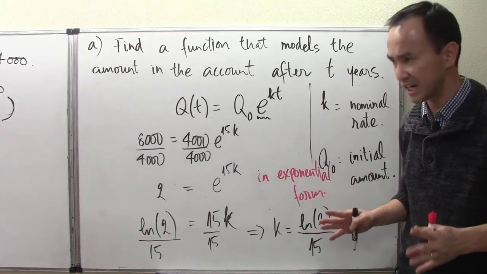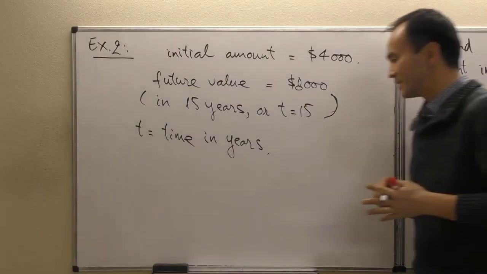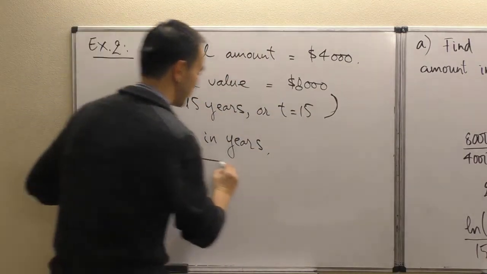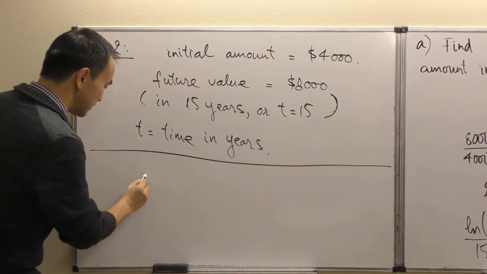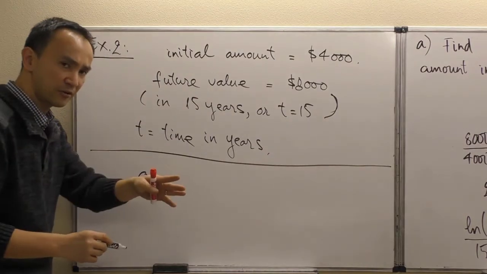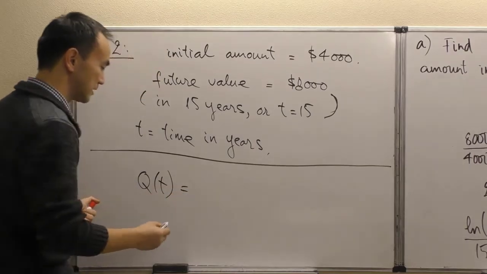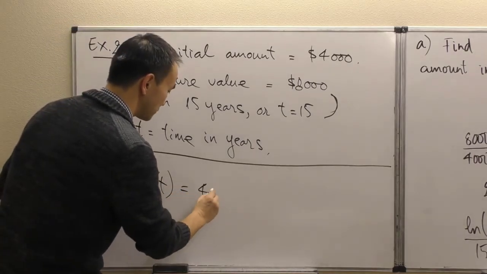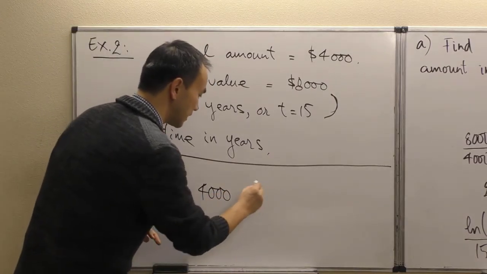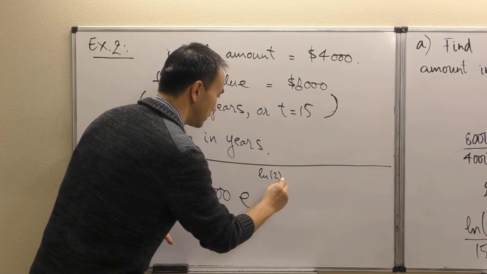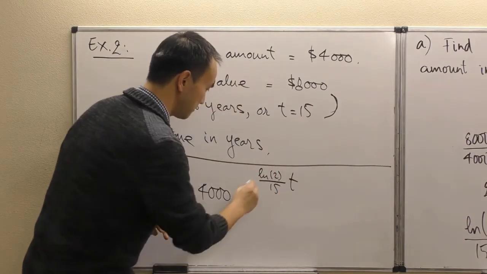Really, we are done. Now, finalizing our work right here, I'm going to use this little space on the other board. Once we have found the value for k, the nominal rate, q of t is modeled by the following function: 4,000 times e to the natural log of 2 over 15, this constant value, times t.